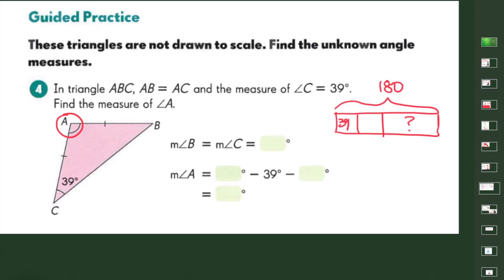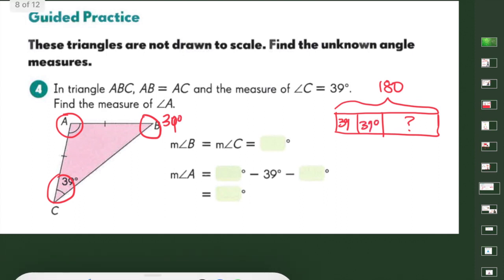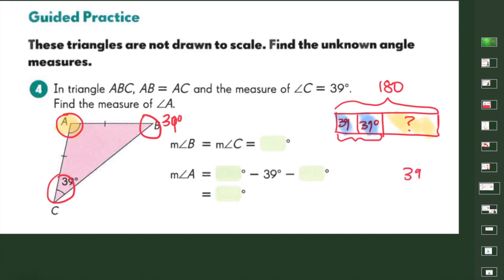All right, so because I know this is an isosceles triangle, I know the angles opposite the equivalent sides have to be equal in measure. So I automatically know that angle B is going to be 39 degrees. So now I know that I have two angles with the measure of 39, and the missing angle that I'm trying to find is angle A. So what is the plan for solving this? Well, let's find the total of those two angle measures, 39 degrees plus 39 degrees. And I can see their total measure is 78 degrees.